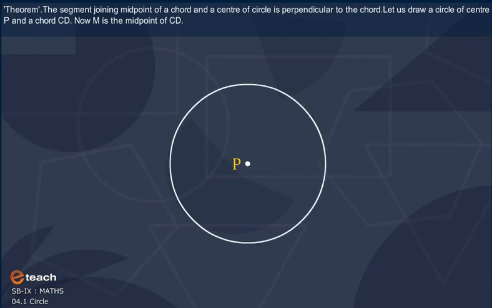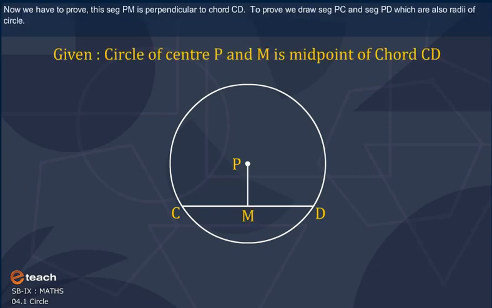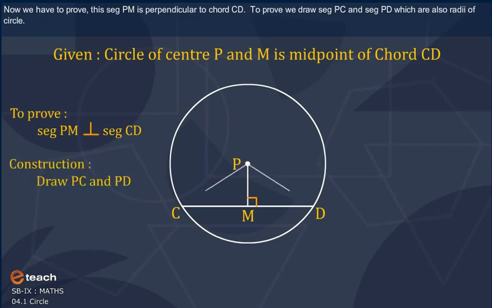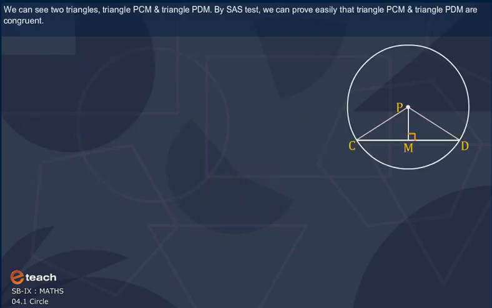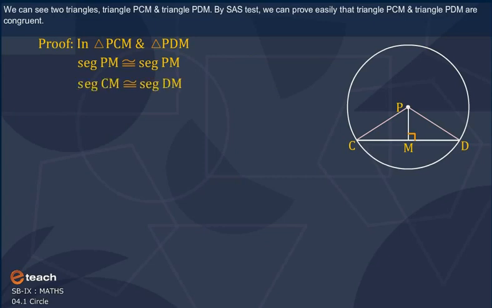Let us draw a circle of center P and a chord CD. Now M is the midpoint of CD. Now we have to prove this segment PM is perpendicular to chord CD. To prove, we draw segment PC and segment PD, which are also radii of the circle. We can see 2 triangles, triangle PCM and triangle PDM. By SAS test, we can prove easily that triangle PCM and triangle PDM are congruent.